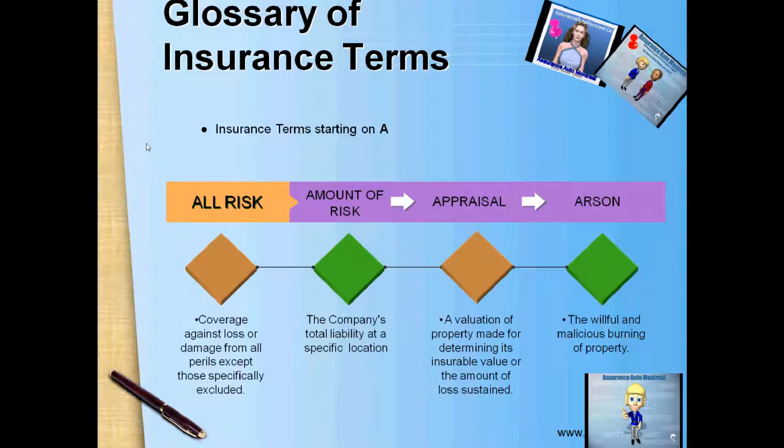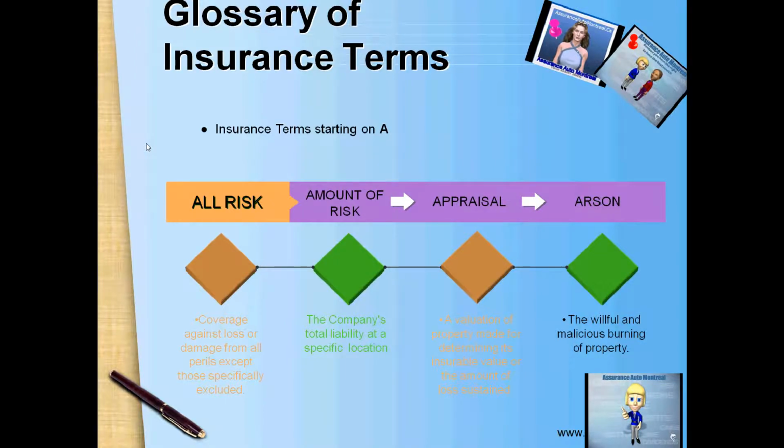All risk. Coverage against loss or damage from all perils except those specifically excluded. Amount of risk. The company's total liability at a specific location. Appraisal. Evaluation of property made for determining its insurable value or the amount of loss sustained.